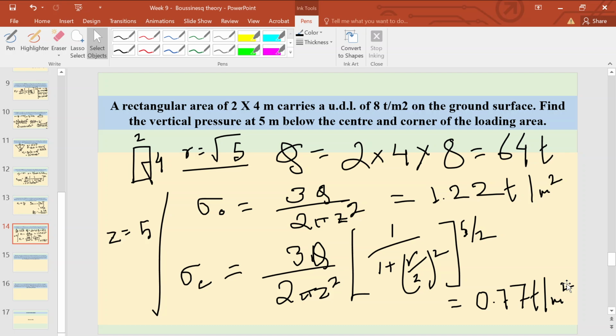Okay, rectangular area. I have solved this using the equivalent load method. Now, next one.